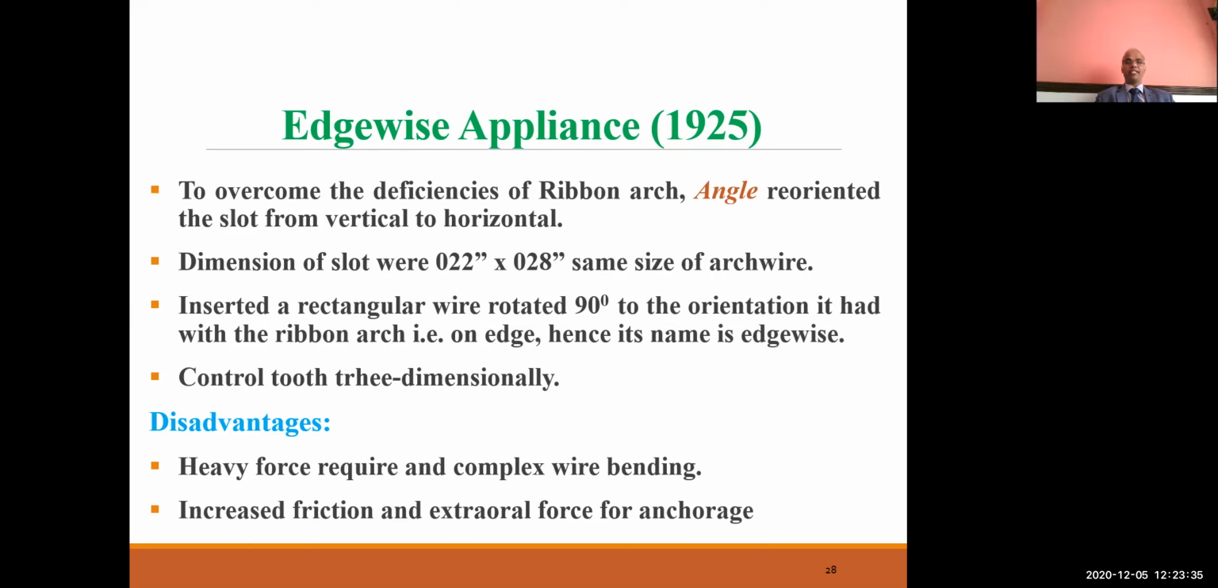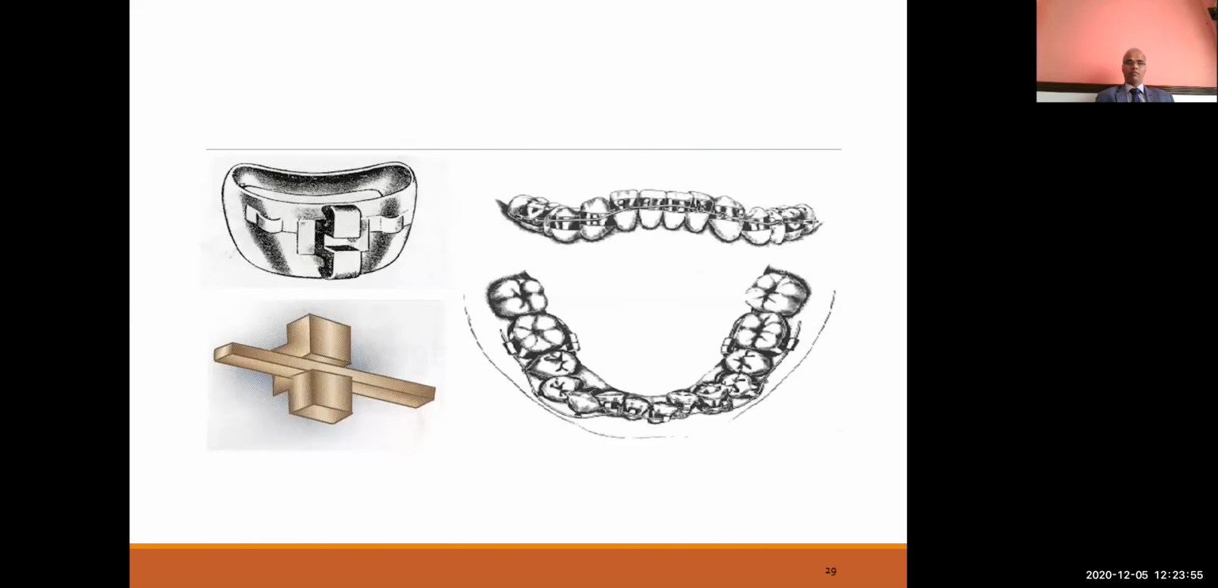The disadvantage is that heavy force is required and complex wire bending in this technique. So there is increased friction and stall force for the anchorage. In the edgewise appliance, we apply a heavy force. These are the edgewise appliances. They have a horizontal slot. The wire receives in edgewise direction.